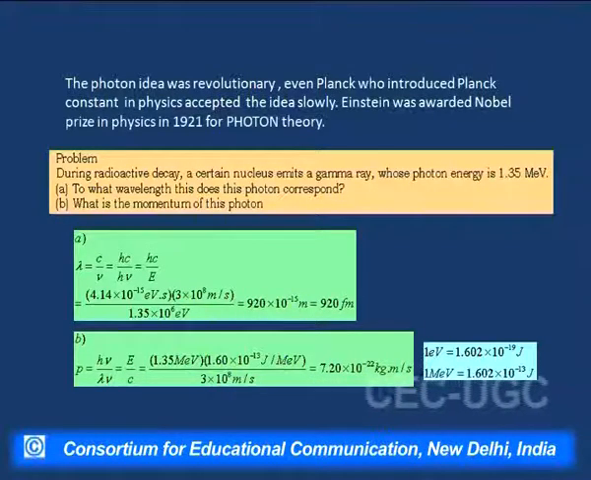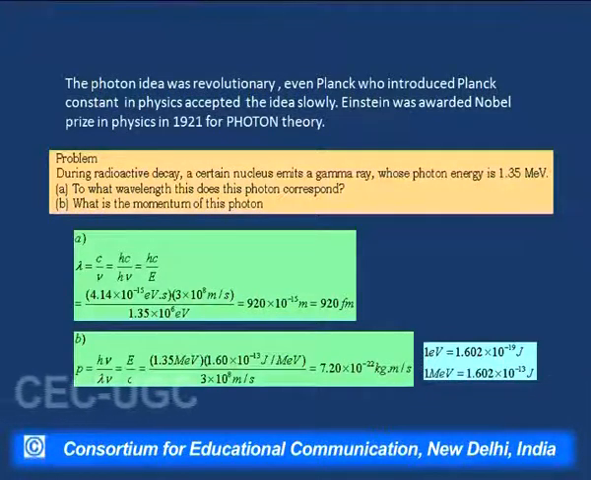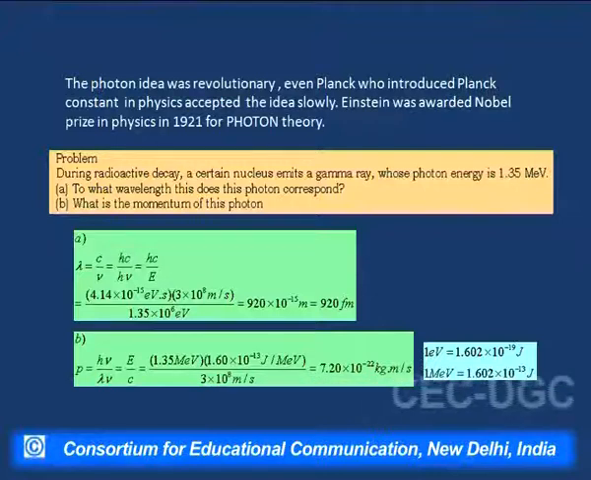Now, the photon idea was revolutionary in the sense that we all consider light as a wave, which is electromagnetic, and all of a sudden to say that it behaves like a photon was a very bold idea, proposed by Einstein. Even Planck, who introduced the Planck constant in physics, accepted the idea slowly, and Einstein was awarded the Nobel Prize in Physics in 1921 for the photon theory.